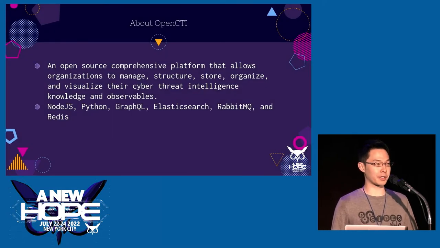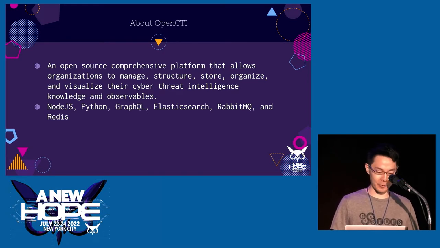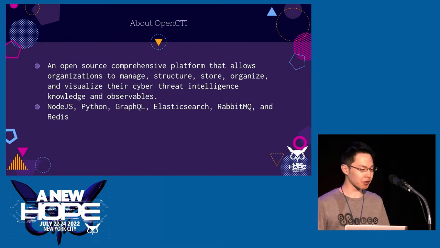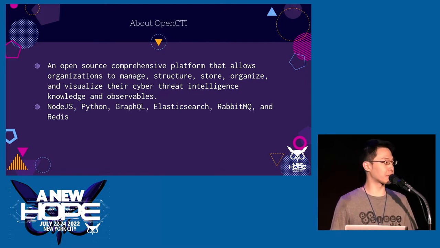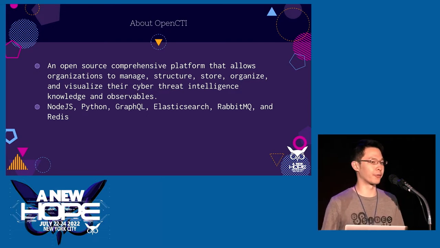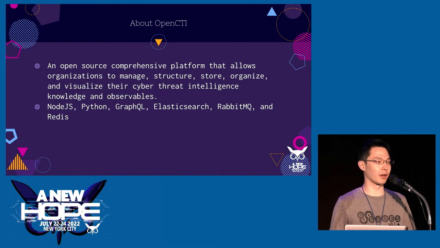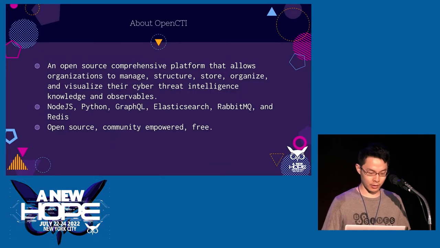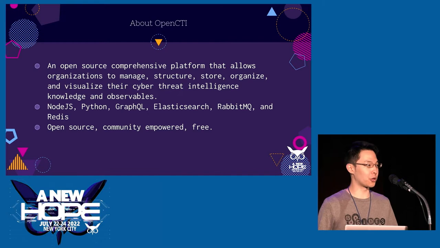It uses a modern tech stack. Front end is written in React and Node. Uses backend Python. Uses GraphQL for its API. Its database, you can use Elasticsearch or OpenSearch if you'd like. It uses RabbitMQ for its messaging queue to designate work and tasks. And it uses Redis as a cache for non-persistent storage. And to reiterate, it's open source, community empowered, and free.